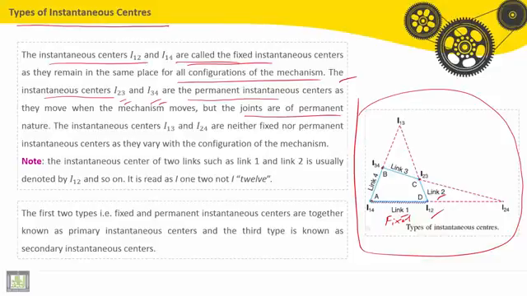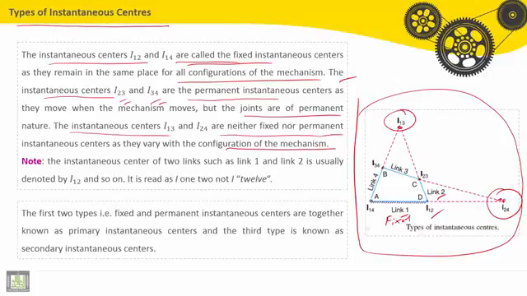Okay? So the instantaneous center here, I13 and I24, I13 here, and I24 here, are neither fixed nor permanent instantaneous centers as they vary with the configuration of mechanism. Okay, they move, depending on the configuration of the mechanism, the 4-bar mechanism.